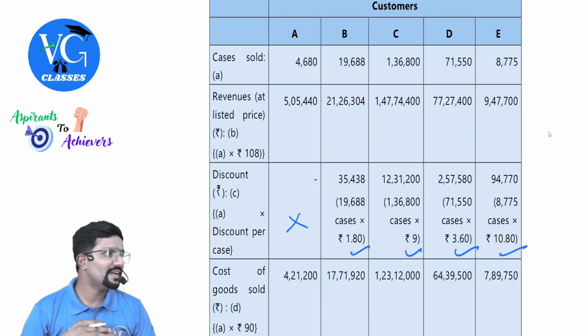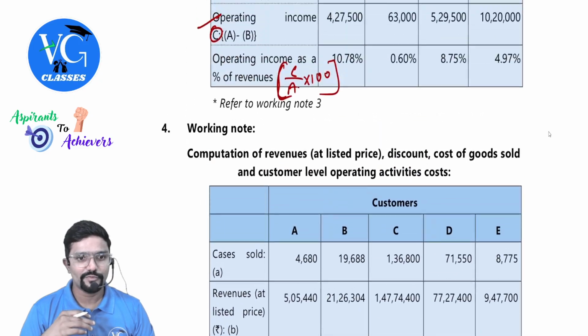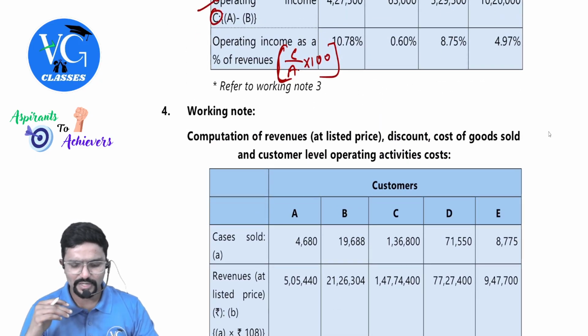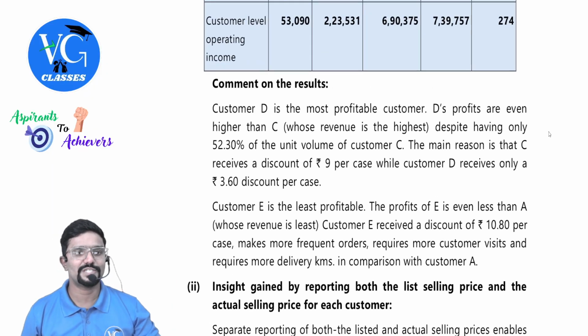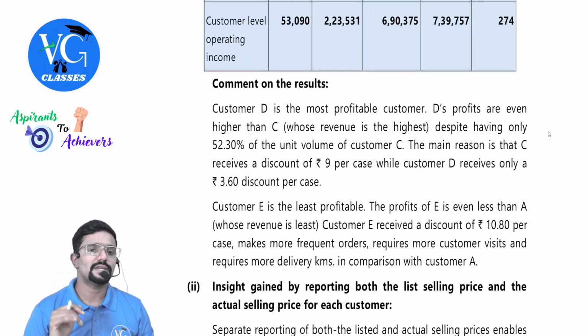8,775. Clear? And moreover, if you observe a few more things. Let us see first what comment they have given, then I will go to the question, because again I have to switch to the question. Comment on the result. Customer D is the most profitable customer.